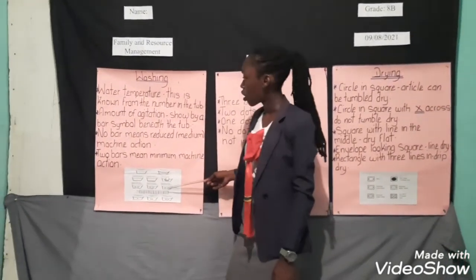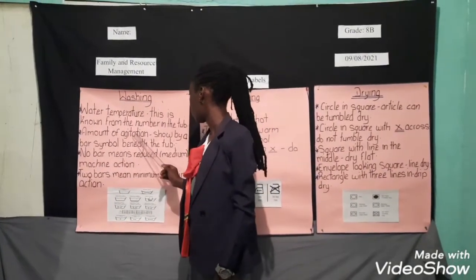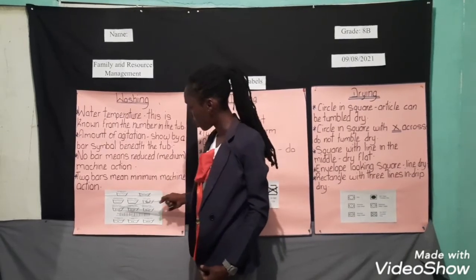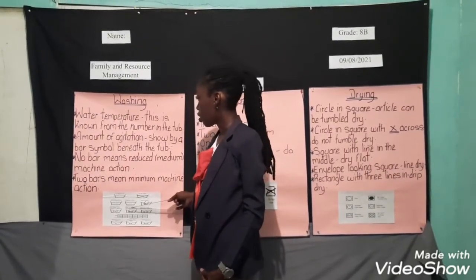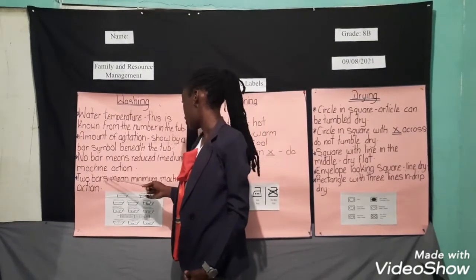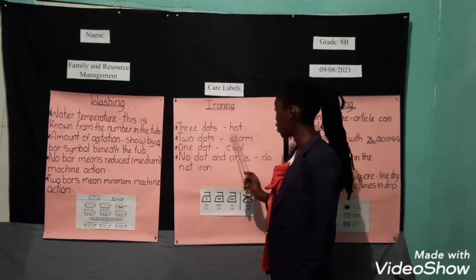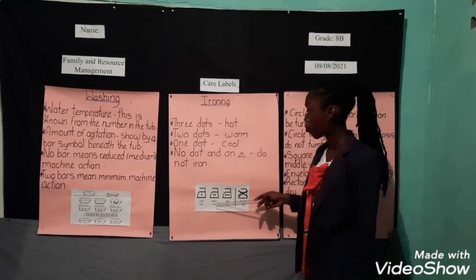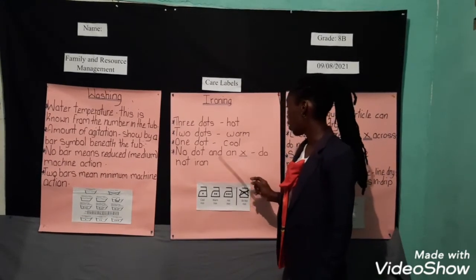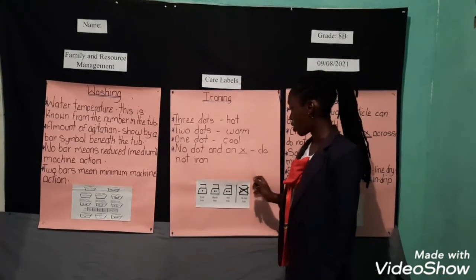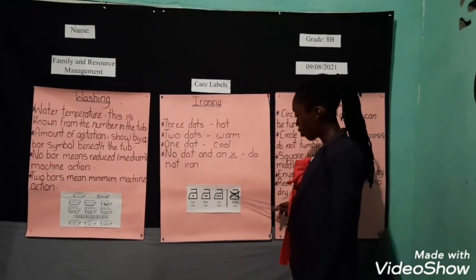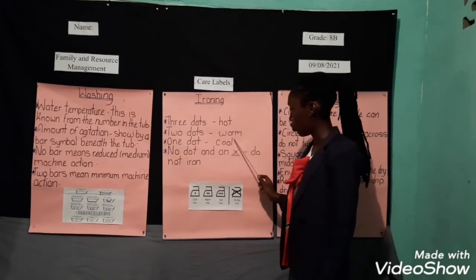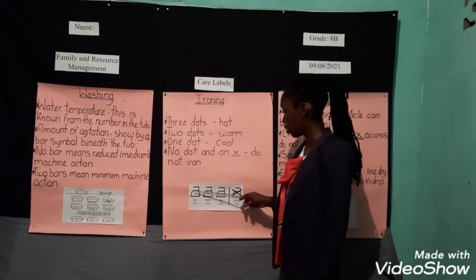The next point, the amount of agitation. This is shown by a bar symbol beneath the tub, which is this symbol here. And finally, we have the 2 bar. Now the 2 dots. This means warm, and it's represented by the iron with the 2 dots in the middle. If you have no dot and an X, this means do not iron. 3. It is represented using this symbol and the 1 dot. This means cool. That is the iron with the 1 dot in the middle.